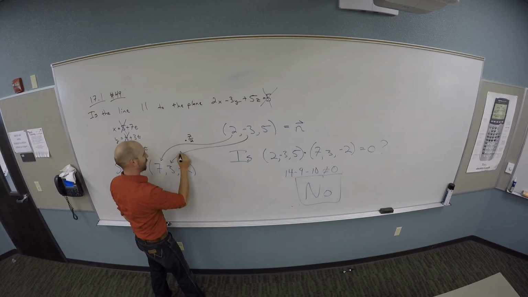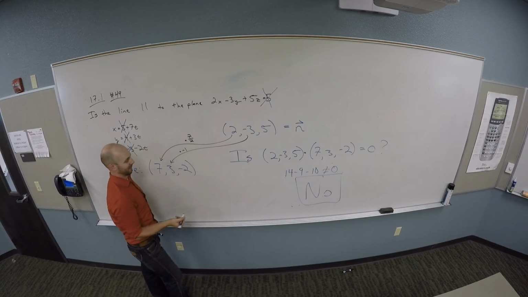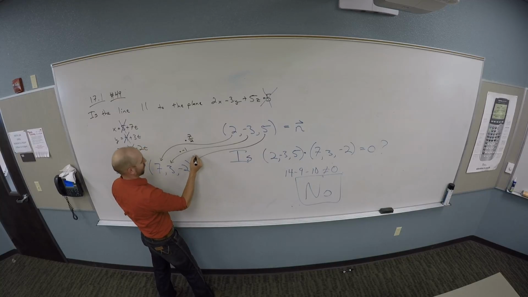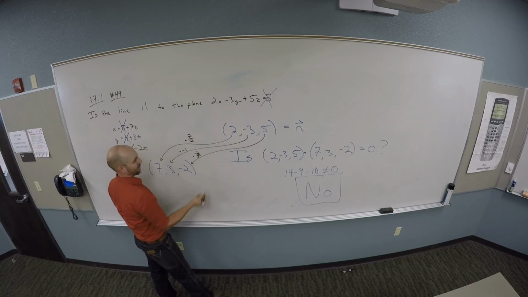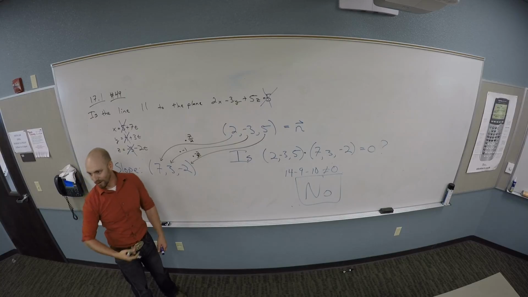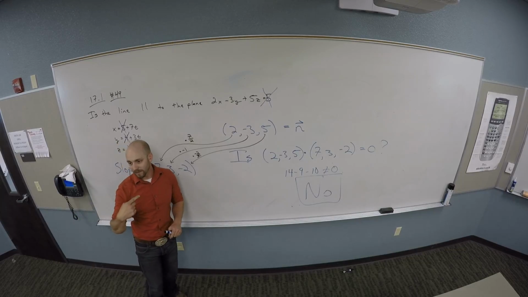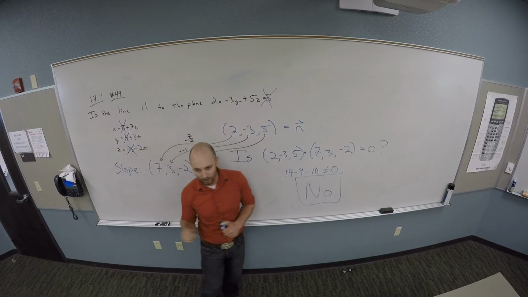That one's times -1, right? And this one's times -2/5. None of them work. They're all different scalar multiples. So this thing hits the plane somewhere, and it's not perpendicular to it.